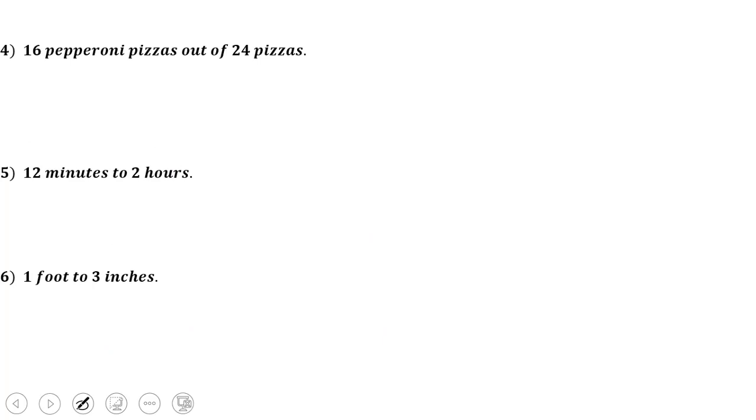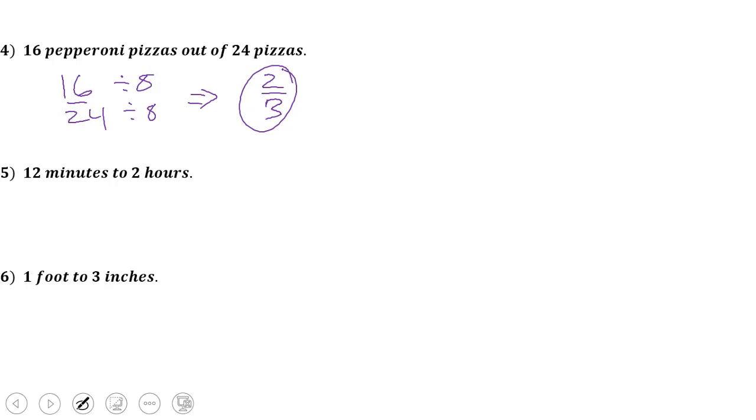We're going to now use something different. 16 pepperoni pizzas out of 24 pizzas. So 16 out of 24. And of course, we talked about it. These ratios act like fractions. So now we're seeing that 16 out of 24 can be simplified. Both of them are divisible by 8. So my new ratio would be 2 out of 3 as my ratio of pepperoni pizzas to 24 pizzas. 2 out of every 3 pizzas are pepperoni.